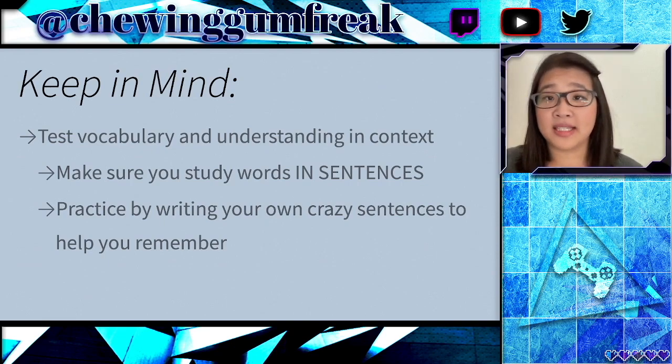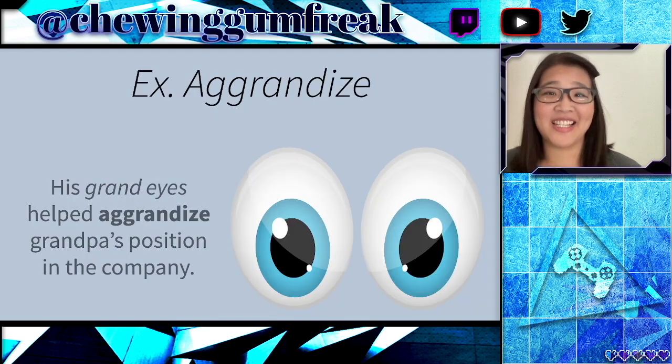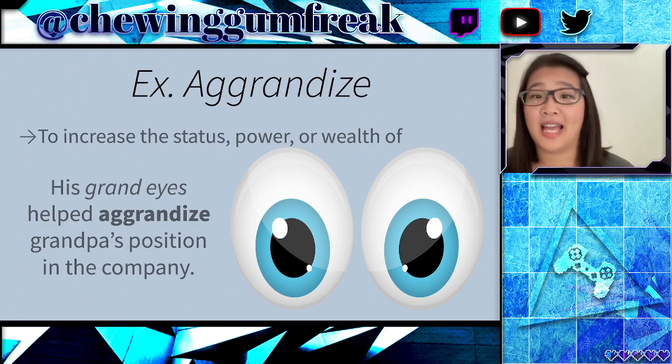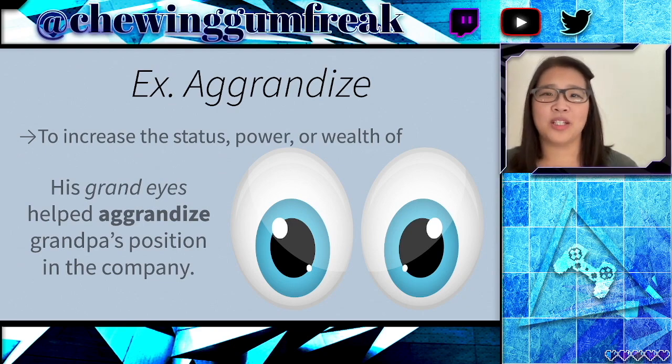So one of the examples that I have, for example, is the word aggrandize. How I remember it is this sentence: his grand eyes helped aggrandize Grandpa's position in the company. So the reason is aggrandize means to increase the status, the power, or the wealth of something. So in this situation, Grandpa has grand eyes, and that really made him stand out in the company. And perhaps you can even make this an eye doctor or something like that to help you remember even better.